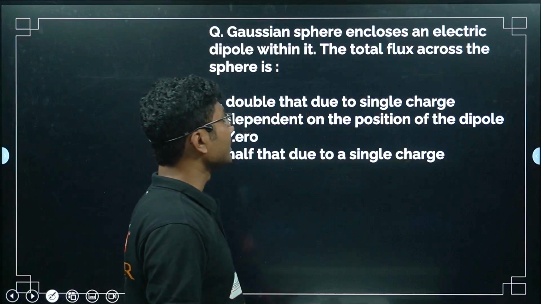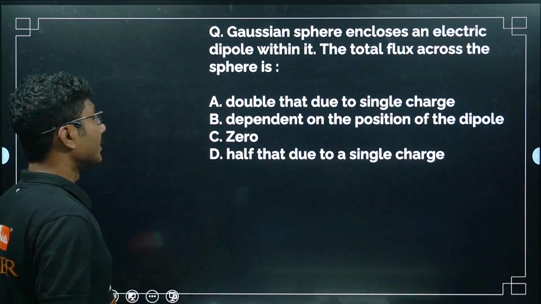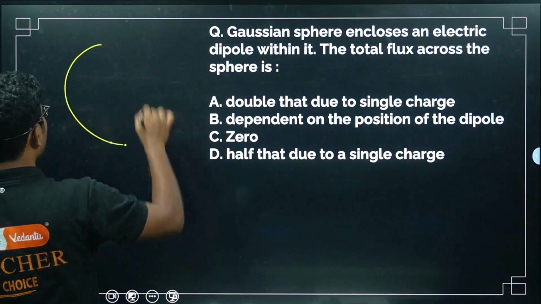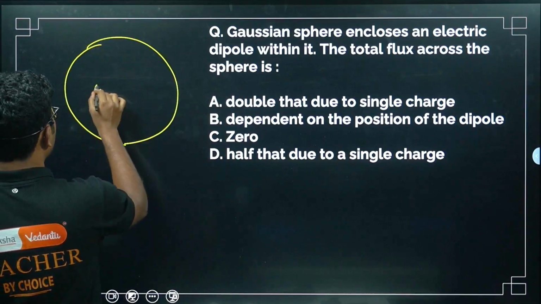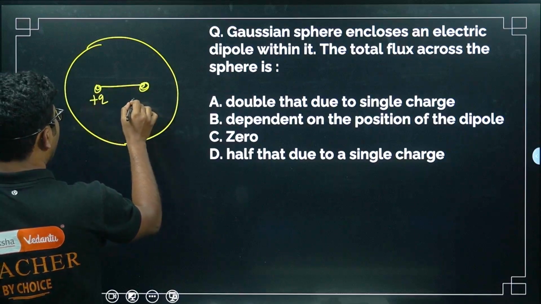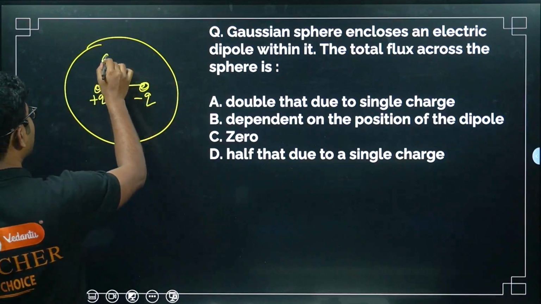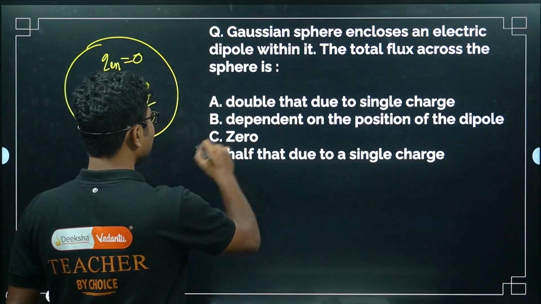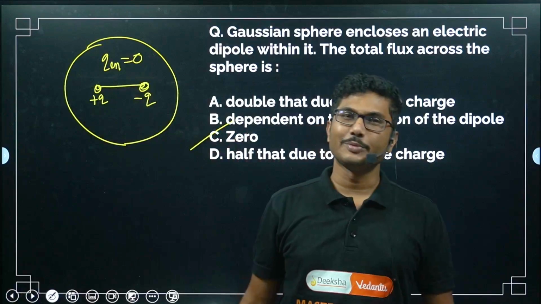Next question. A Gaussian sphere encloses an electric dipole. The total flux across the sphere is? So the Gaussian surface encloses a dipole. Dipole means plus Q and minus Q. So what is the net charge? Net charge should be 0. So net charge 0 means net electric flux will also be 0.